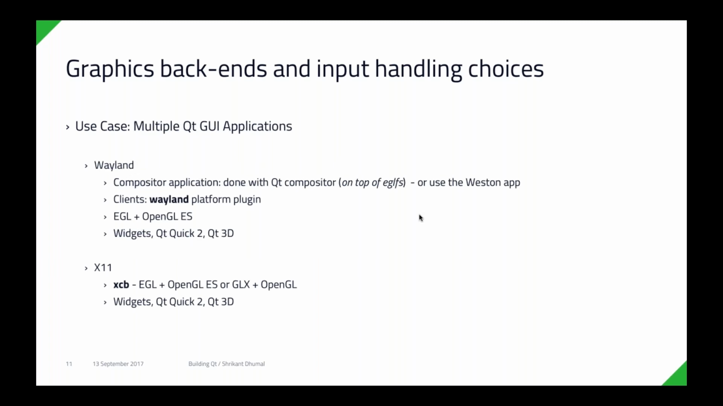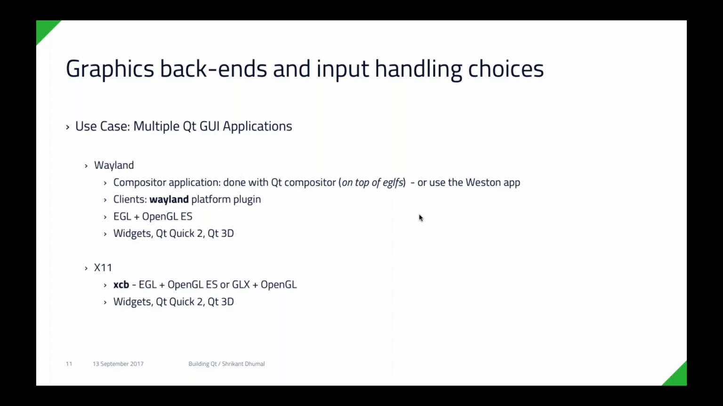On the multiple GUI applications use case, you have Wayland and X11 as plugins. Obviously, you would need these to be supported on your platform. So if you're planning to use them, make sure that the Wayland server or the X11 server is available on your platform. If you're using Wayland, you can use Qt's compositor as one of the options, or you can use the Weston app, or you can spin one of your own.